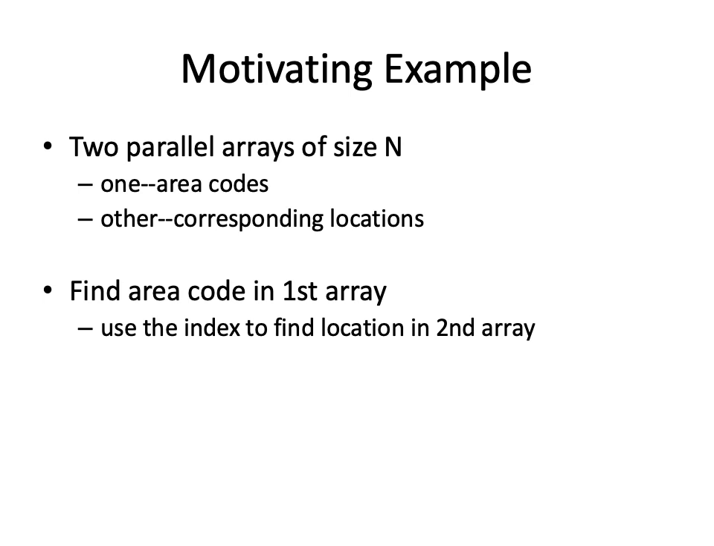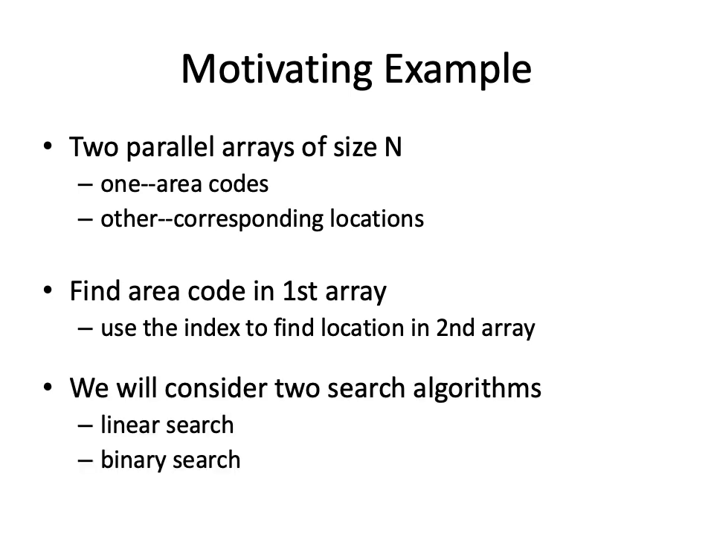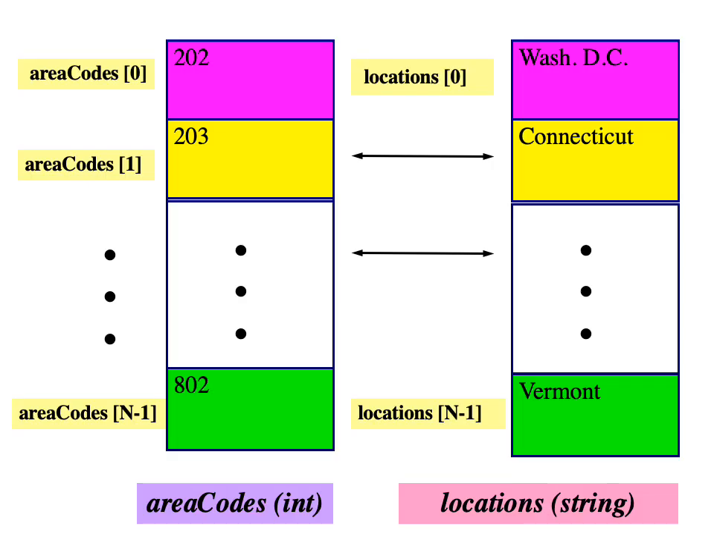So if I say area code 616, then you tell me, oh, that's in Grand Rapids, Michigan. That's index number 3, or something like that. We've already done the linear search algorithm. Now we're going to see how that works with the binary search algorithm. Here's the picture again. On the left, we have the array of area codes, integers, and on the right, we have the array of strings containing the locations. They're color-coded here, and they correspond to each other.